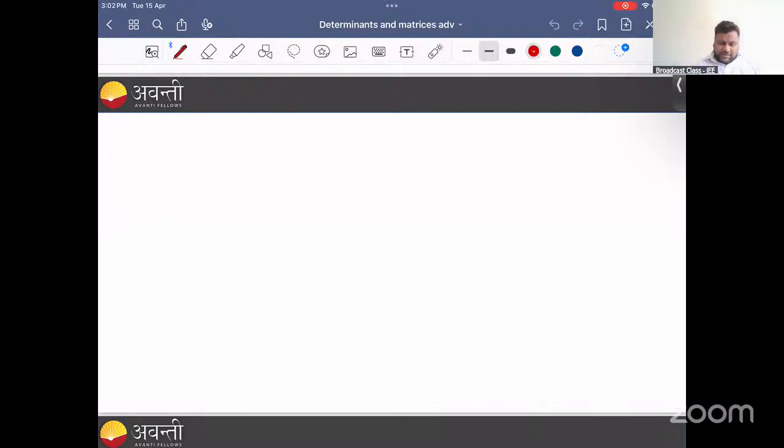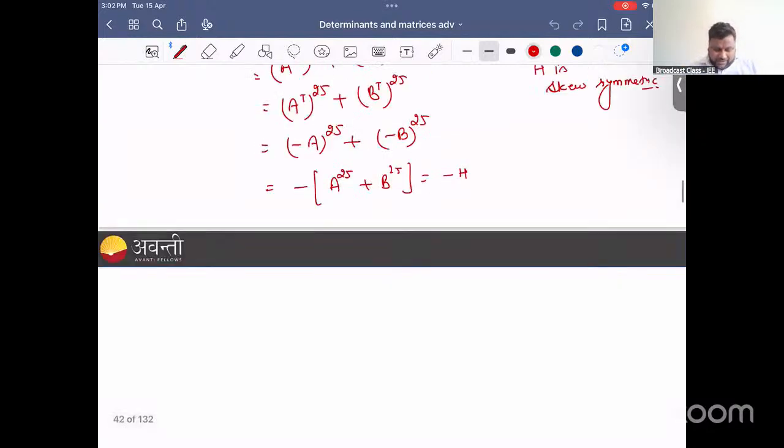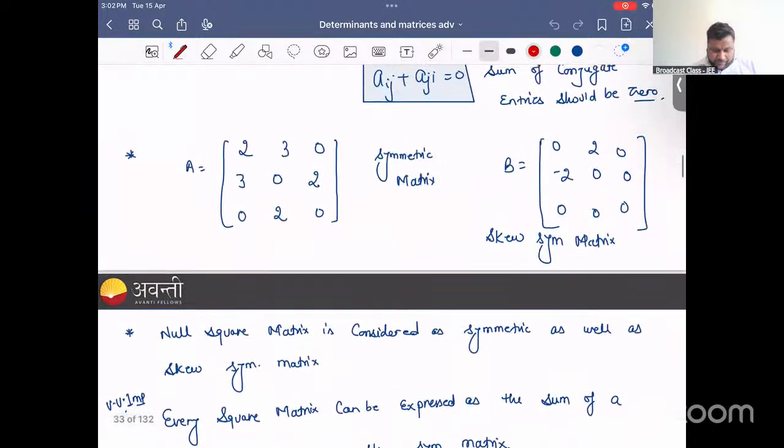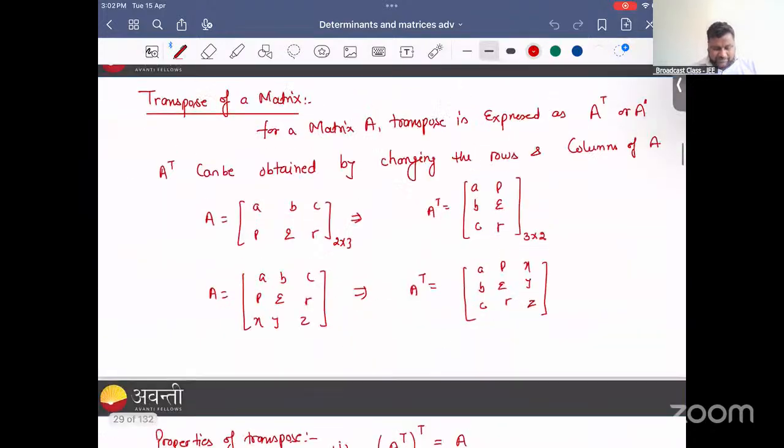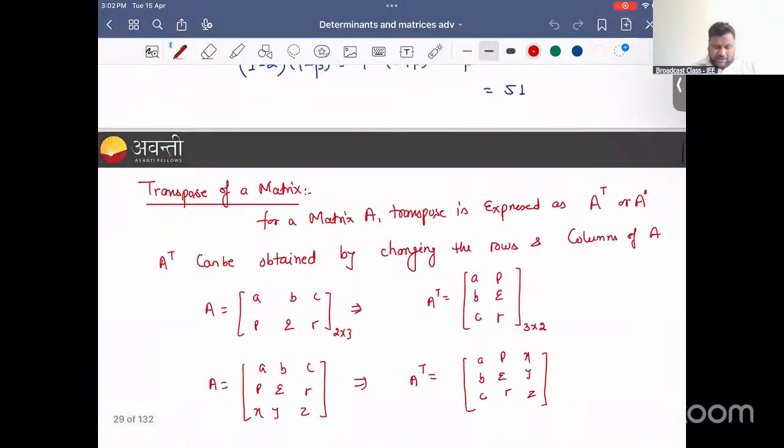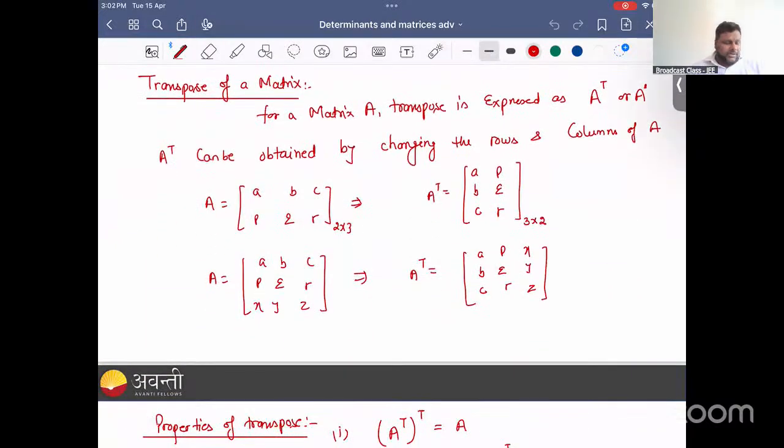In the last class, we studied the transpose of a matrix. How do we get the transpose? Just change the rows and columns of a matrix. Make the first row the first column, the second row the second column, and you get the transpose of the matrix you are looking for.